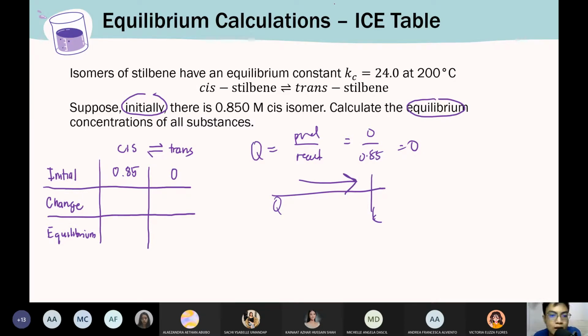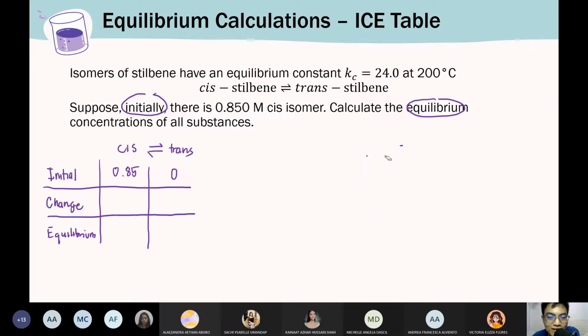So para hindi ka na ma-hassle sa pag-solve, ako na magsasabi na kung saan may 0, dun pupunta yung reaction. So instead of solving for the Q, I can just simply forget about it. Not really forget about it. Basta matic na siya sa isip nyo. Kung saan yung 0, dun pupunta yung reaction. So what does it mean? So the reaction will be going to the trans side.